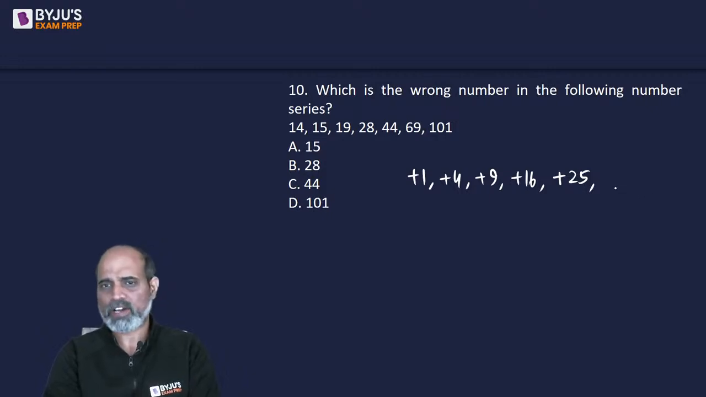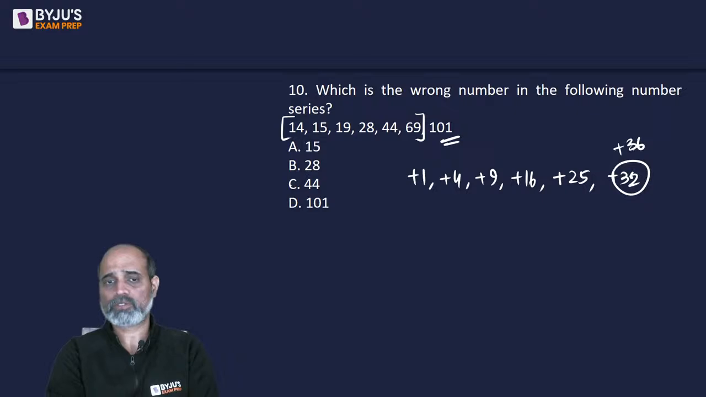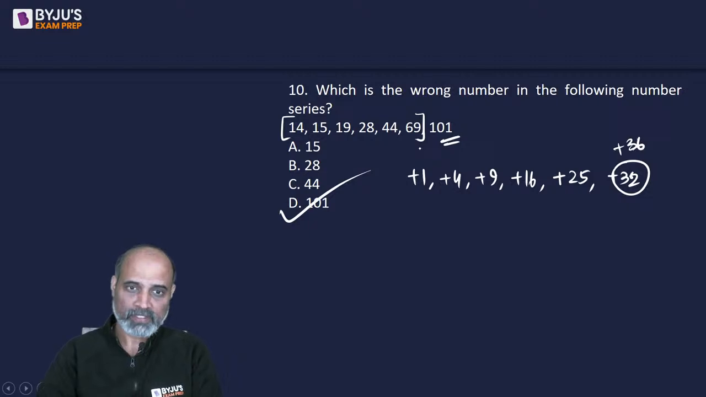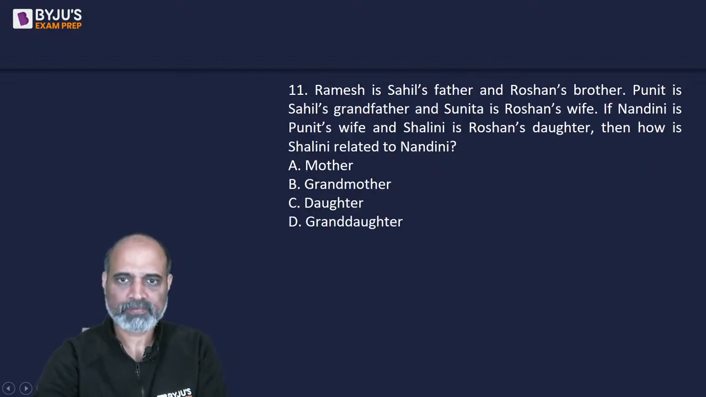69 to 101, it's a change of 32, sorry. It should be a change of 36, no? So the problem is not until 69. The problem starts from 101. It should not have been 101, but it should rather be 105. So 69 plus 36 will result in 105. Right? Rather easy. Utna mushkil nahi tha.